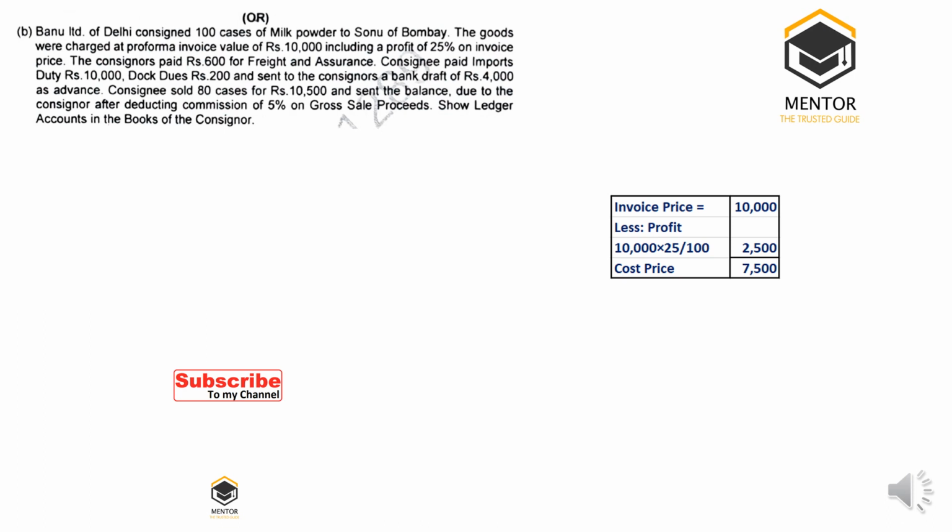So 10,000, and we will deduct the profit of 25% on invoice price, that is 10,000 into 25%, that is 2,500. So what is the cost price, the leftover amount? 7,500 is the cost price. Once we determine the cost price, the profit element is included in the invoice price.